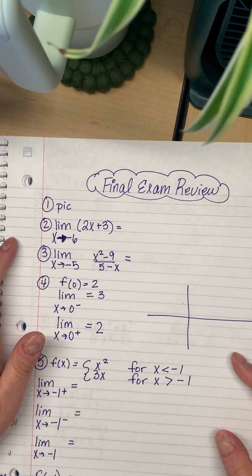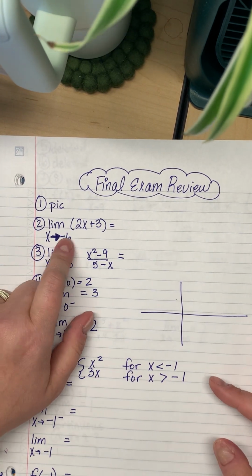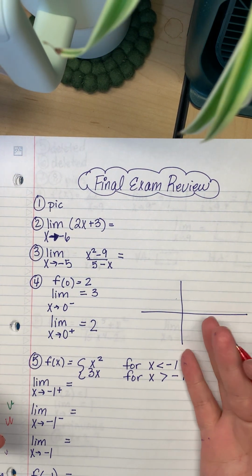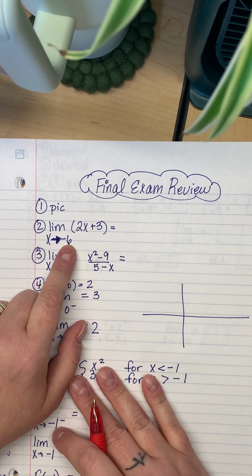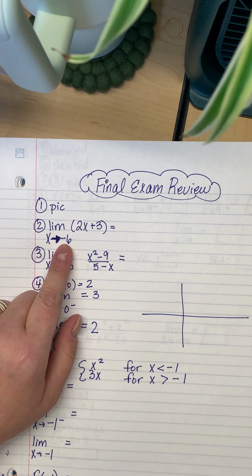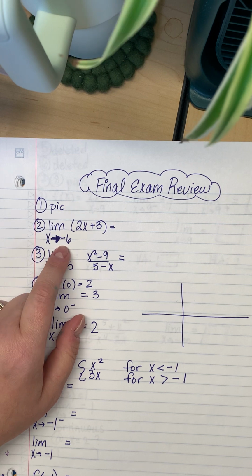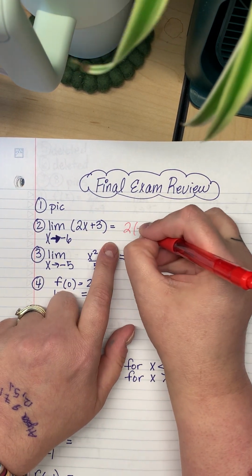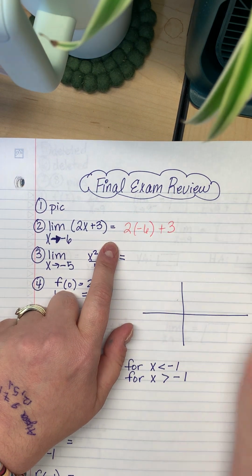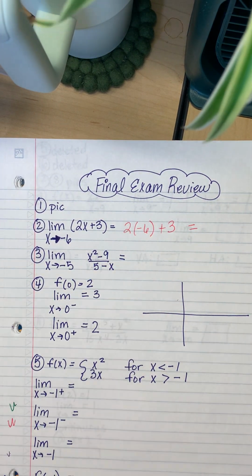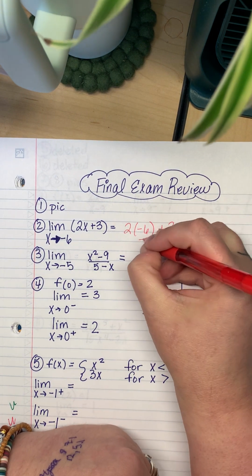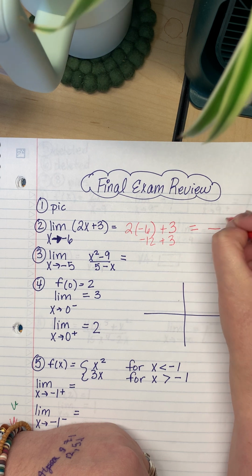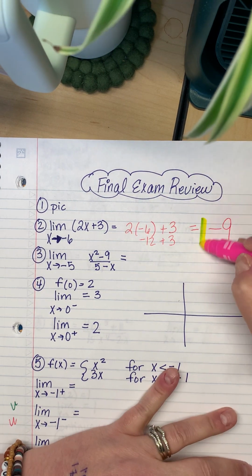Number 2 says the limit as x approaches -6, and then they give us 2x plus 3. Well, it's the same-ish thing. When our x is -6, we want to know the y value. So I'm just going to take this -6 and plug it into this equation. 2 times -6 plus 3. And that gives you, let's see, 2 times -6 is -12, plus 3 is -9. Hey, that's the limit.